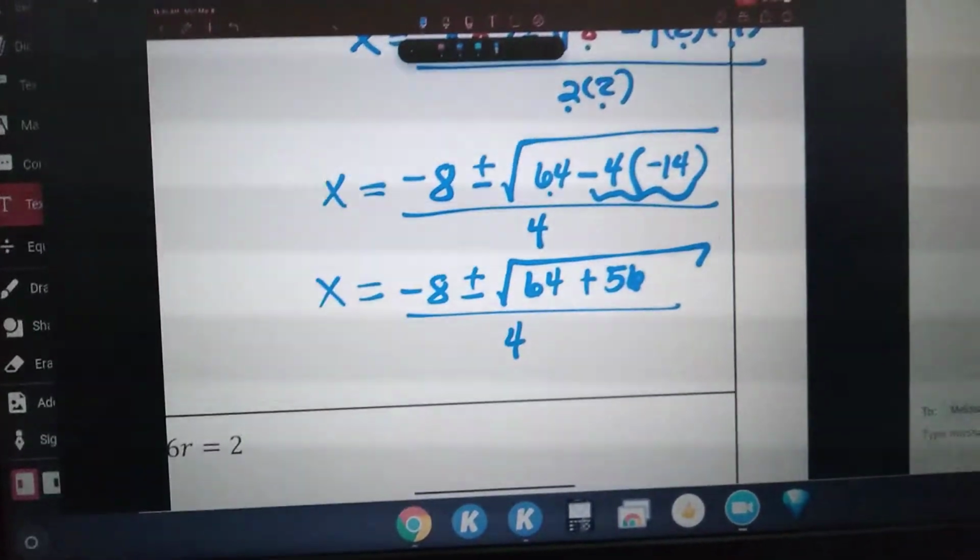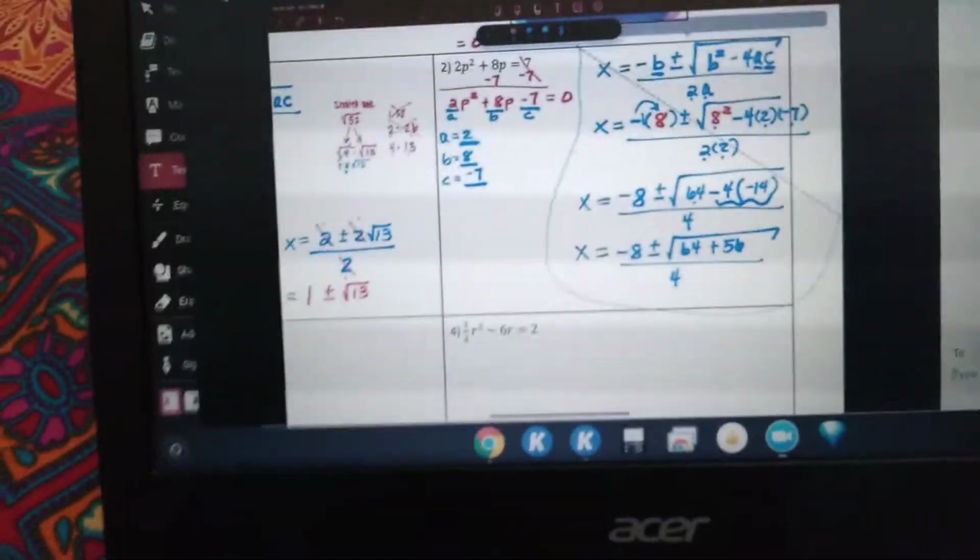Good. So now I'm still dividing everything by 4. Let me zoom out and make this smaller.